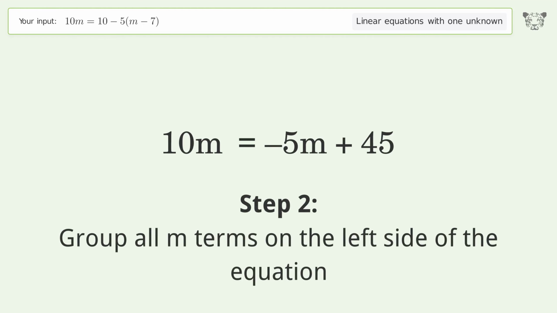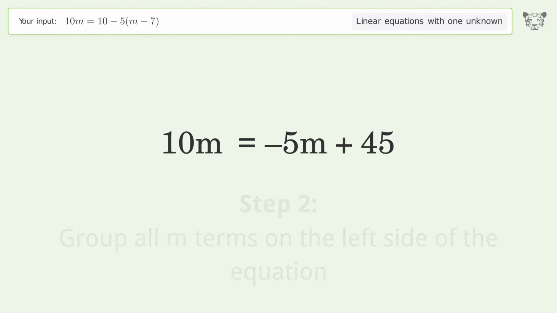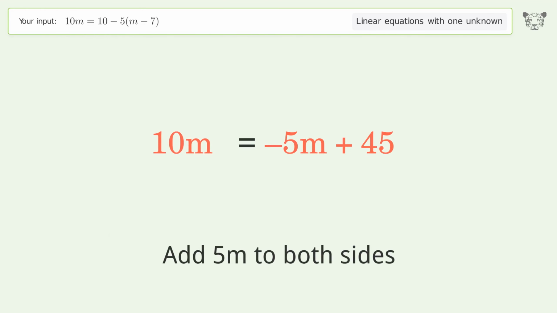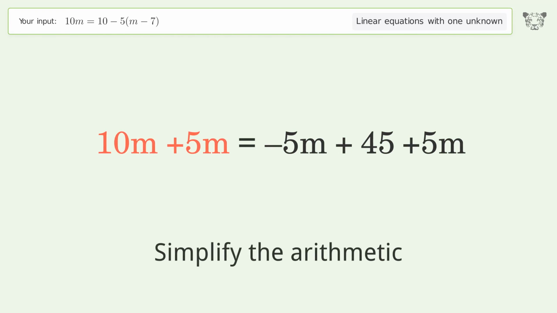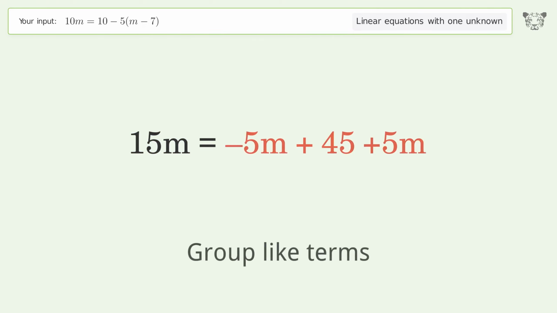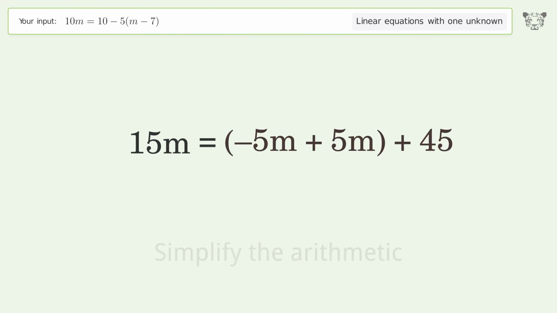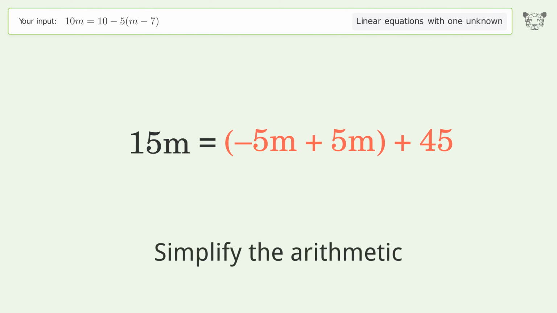Group all m terms on the left side of the equation. Add 5m to both sides. Simplify the arithmetic. Group like terms. Simplify the arithmetic.